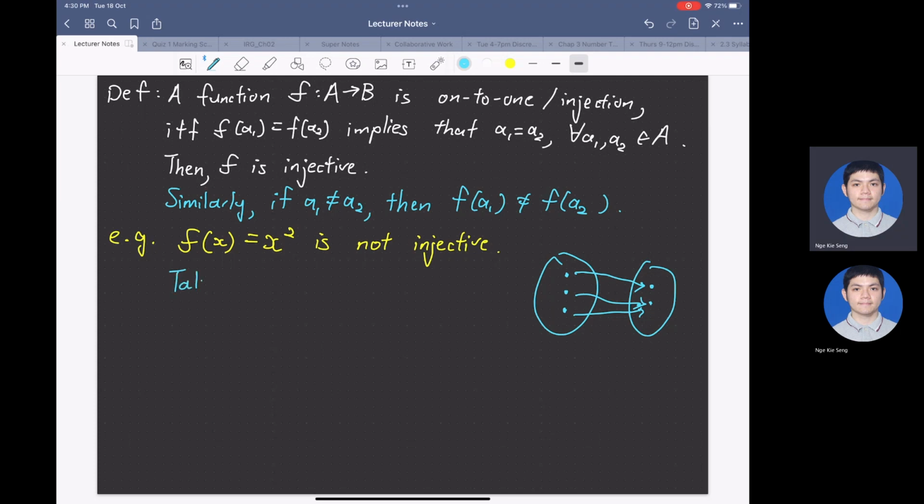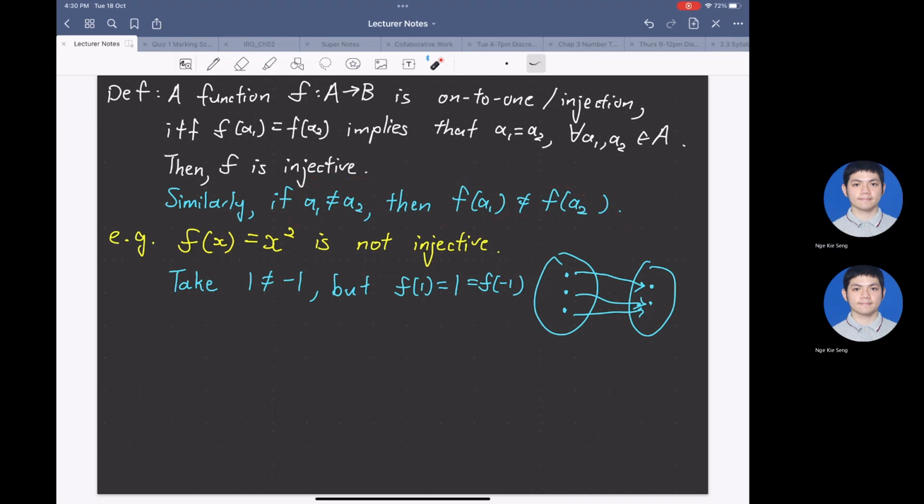So we can take x equals 1 and minus 1. Right. Yeah. But f(1) equals 1. f(-1) also equals 1. Right. So they are not equal, but after the mapping they are the same. So it's not injective. Okay. But g(x) is injective.